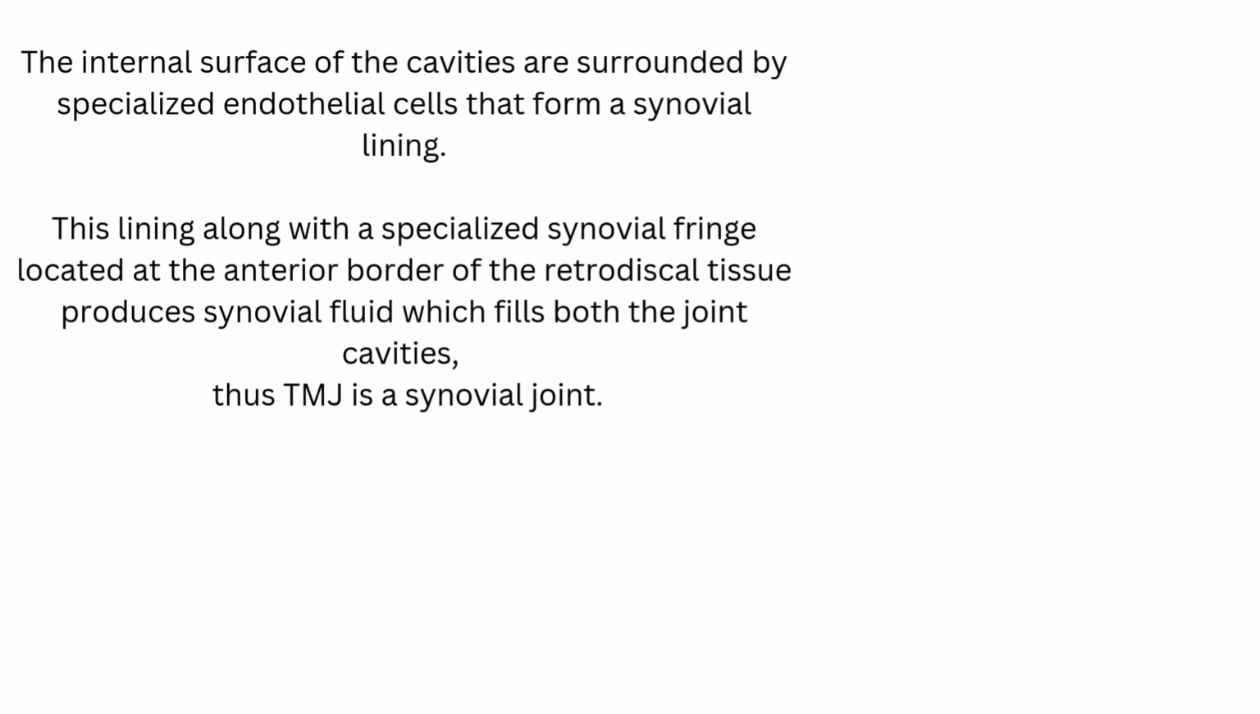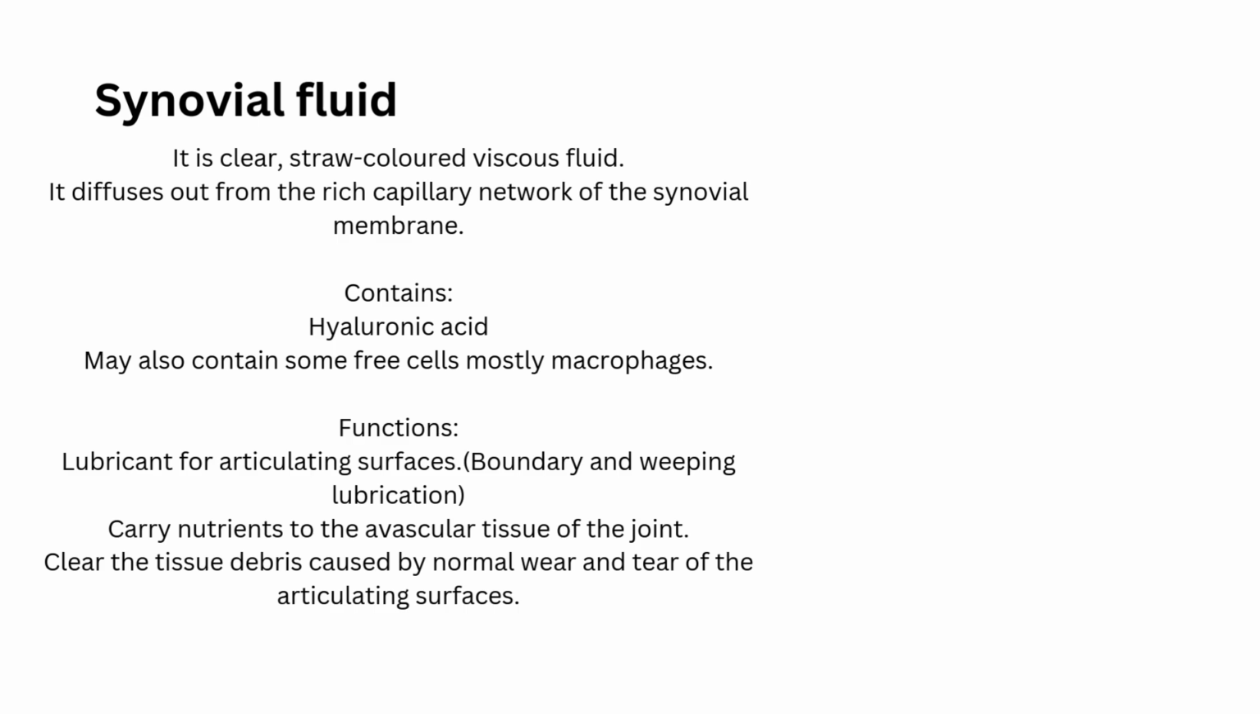Correct? The internal surfaces of these cavities are lined by specialized endothelial cells that form the synovial lining. Along with this lining, there is a synovial fringe located at the anterior border of the retrodiscal tissue, which produces synovial fluid that fills both the cavities. That is why the TM joint is also known as a synovial joint. The synovial fluid appears as a very clear, straw-colored viscous fluid which is diffused from the rich capillary network of the synovial membrane.